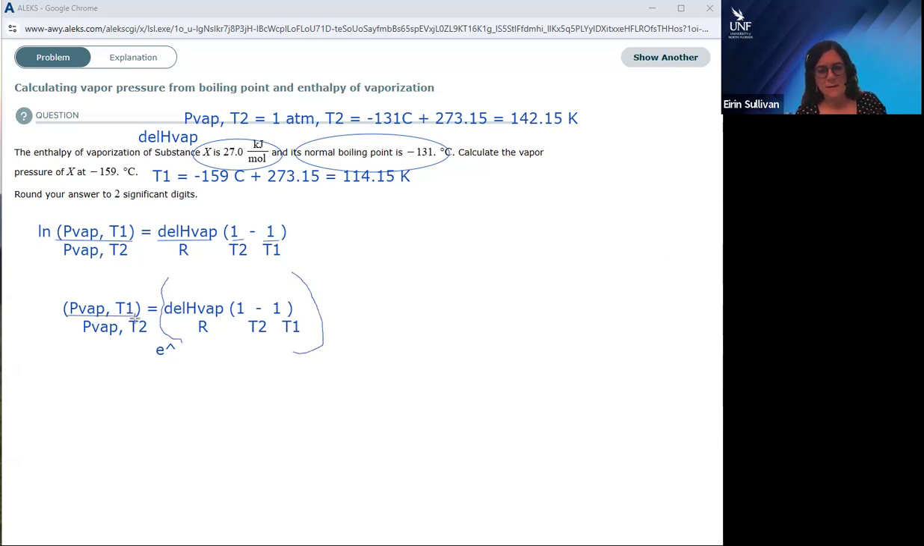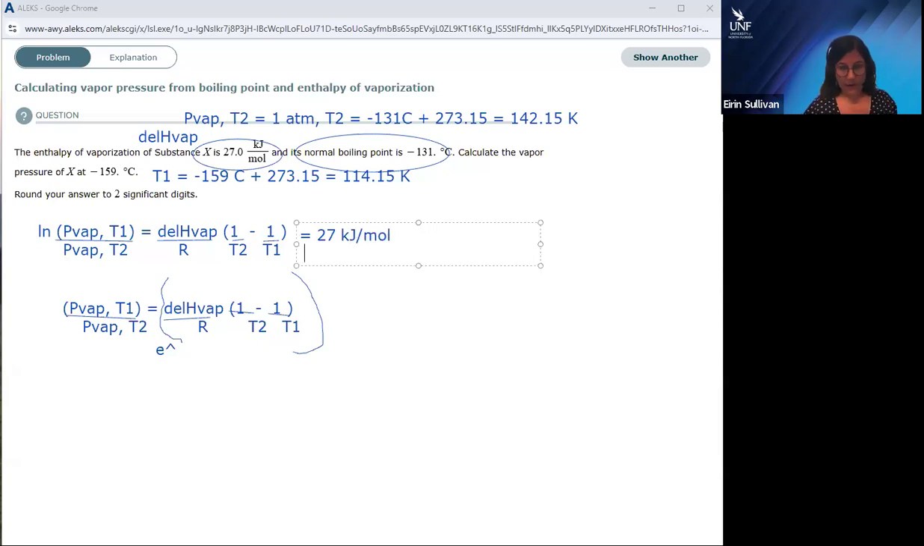So obviously that's a little bit messy to write, but what I generally tend to do is, before we do e to the power of both sides, just calculate what the number on the right-hand side is, because it's just easier to do e to the power of one number, right? So I'm just going to go ahead and substitute numbers in on this side. So that's my 27 kilojoules per mole.